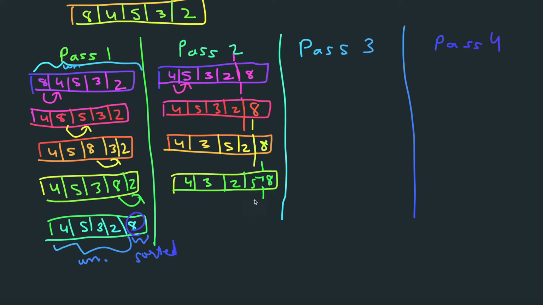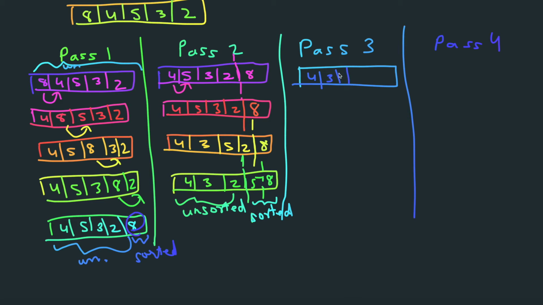Because we only scan the unsorted part, we need not compare 5 with 8, and after the scan the unsorted part further reduces in length to 3 and the sorted part increases in length to 2. Right, now let us consider the third scan. 4, 3, 2, 5, 8. 4 is compared to 3, 4 is greater than 3, so 3 comes to the first position, 4 goes to the second position.